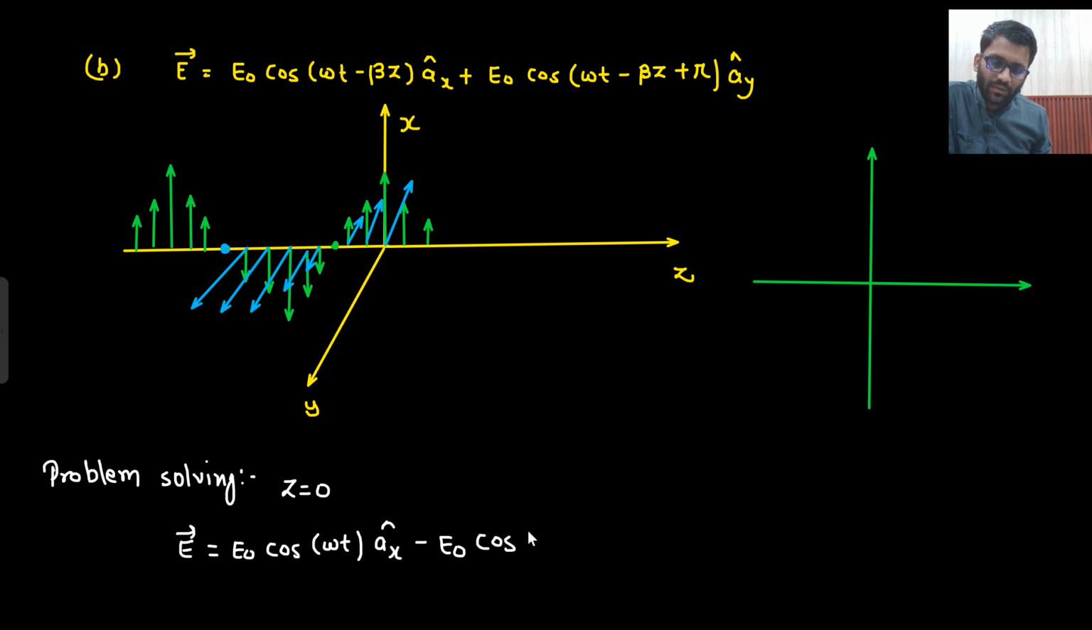Minus E naught cos omega t ay cap. Now I need to draw the equivalent in the direction of x and y. So this I am calling as x, this I am calling as y. You can call anything, right? You can call this as y, or this as x. I am just calling this as x, this as y.